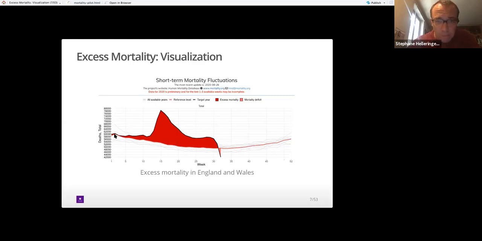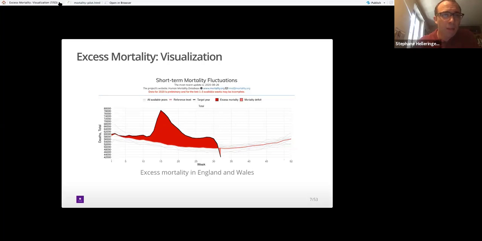And the black line, on the other hand, represents the count of deaths that were enumerated this year during the pandemic. And the red area represents this excess mortality. So how many more deaths are occurring this year compared to what we would have expected in the absence of the pandemic. So that's what we are trying to calculate, and that's what we are after, to try and gauge the total impact of the pandemic on population health. So that's a very powerful measure.